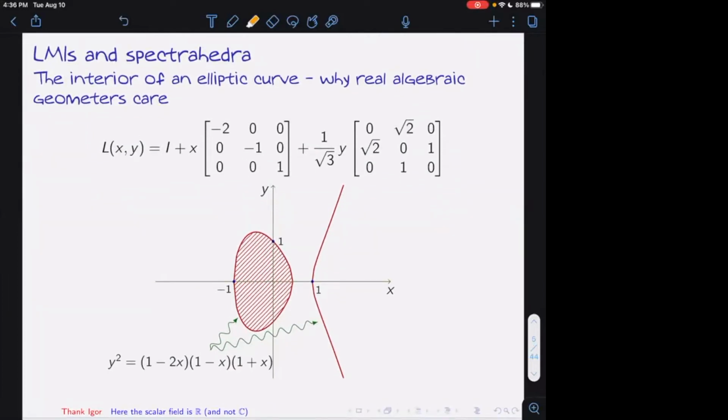And so here's an example of why the real algebraic geometer might care. I'm cheating here a bit because I've taken the A's to be self-adjoint, and I've taken the variables to be real. It's a slightly different setting, but it makes a really great picture, thanks to Igor. You can look at this monic linear pencil L(x,y) and look at where it's positive, and that will give you the interior of this elliptic curve. For instance, the solid red line is then det equals 0.